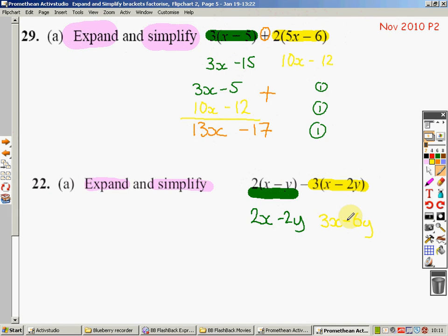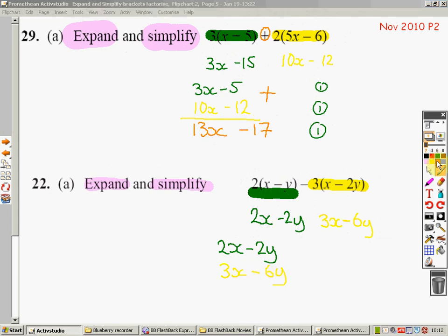Okay, now we set up our column sum. The first expression was 2x minus 2y, and then in the yellow we had 3x minus 6y. Now we worry about how the two parts were connected, and in this case it was subtraction. So we do a nice big subtraction sign there. I've slightly overemphasized that, but it's to make it clear. And now I do my subtraction.